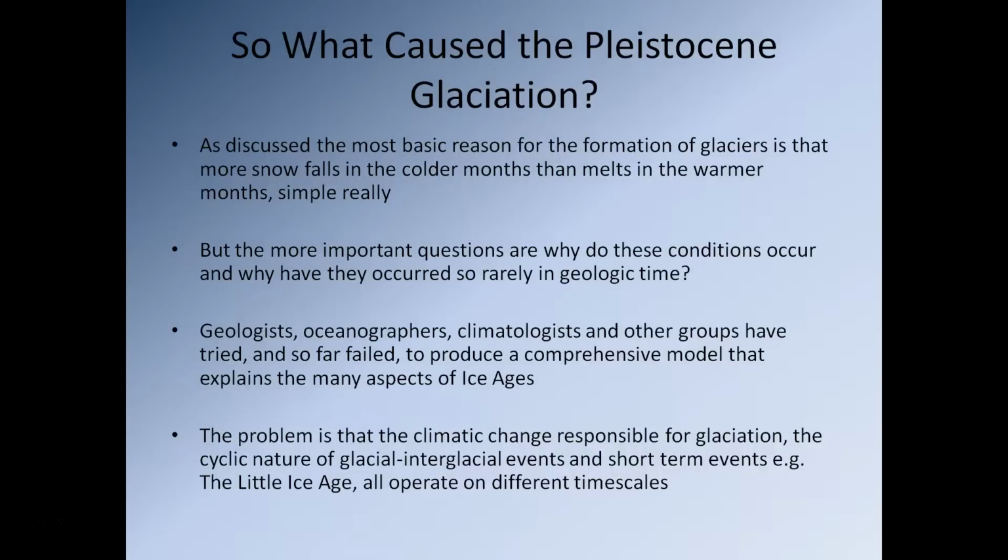So, as we discussed, the most basic reason for the formation of glaciers is that more snow falls in the colder months than melts in the warmer months. So we need a net accumulation. So what we need is nice cold winters and relatively cool summers. We don't want too much of the snow and ice to melt during the summer months. So the most important question is why do we achieve those conditions? And the other question is, why do they occur so rarely in geologic time?